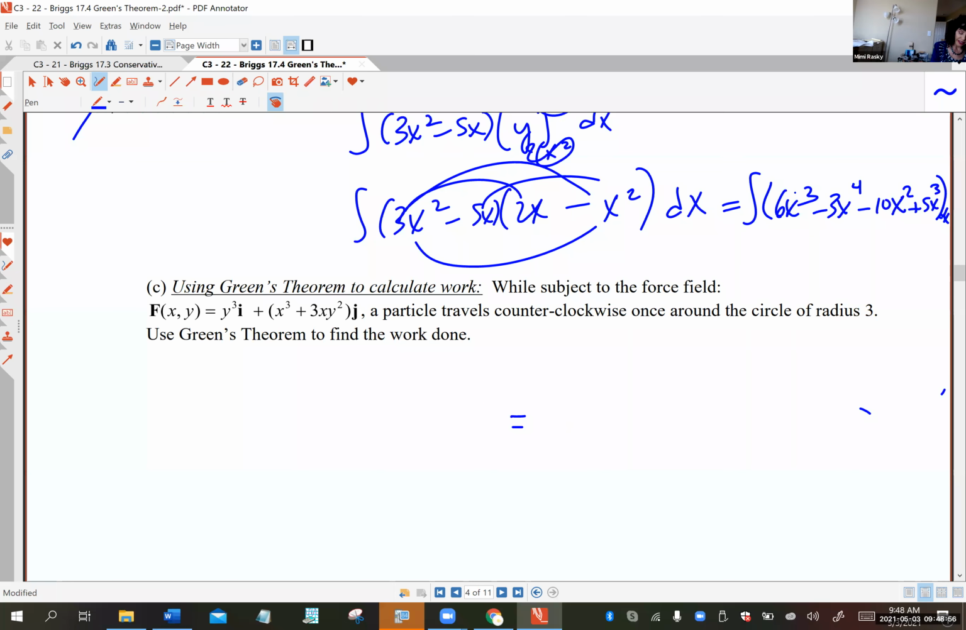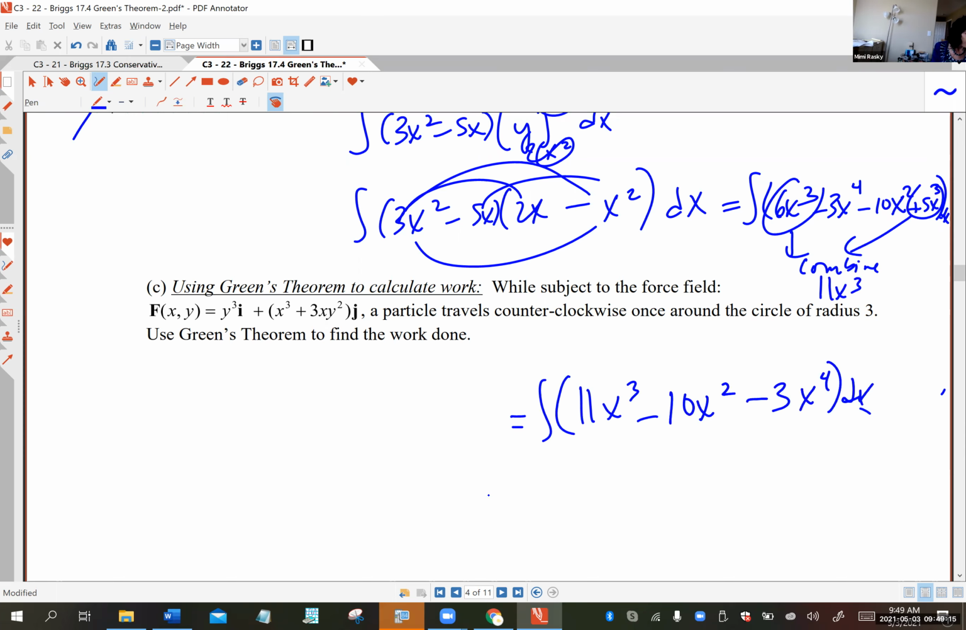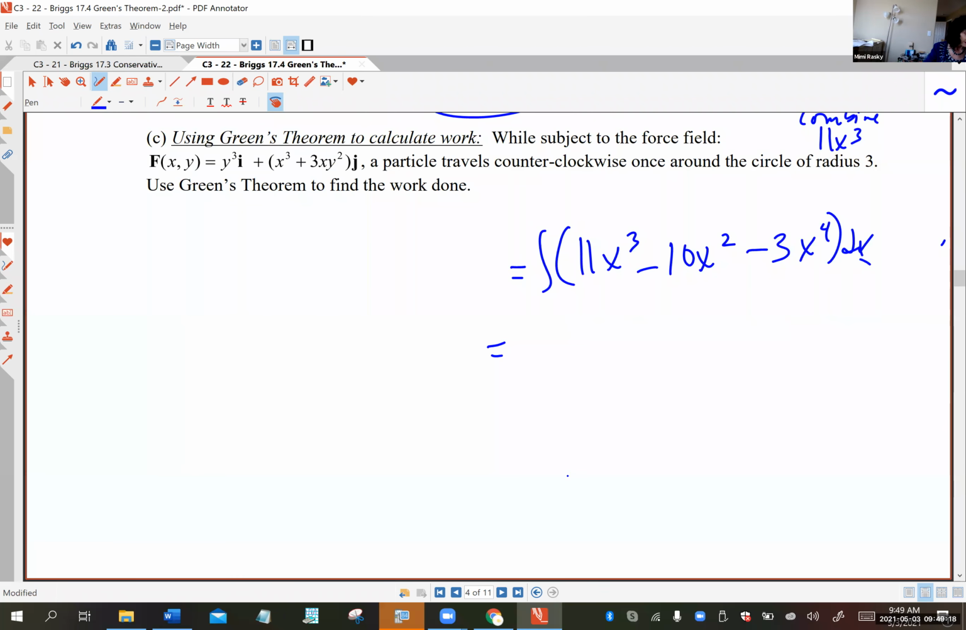What I like to do before I integrate, though, is combine my like terms because I can, because those are x cubed terms. So let's combine them into one term there. So I'm going to have 11x cubed, and then I'll have the minus 10x squared minus 3x to the 4th dx. Okay, I got my descending, well, not really descending powers, but okay. So then my antiderivative is 11 fourths x to the 4th minus 10 thirds x to the 3rd minus 3/5 x to the 5th. And I'm going to go from 0 to 2.